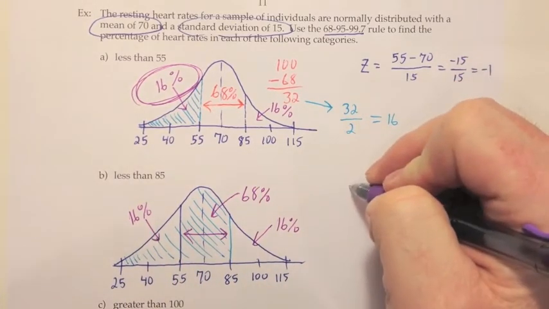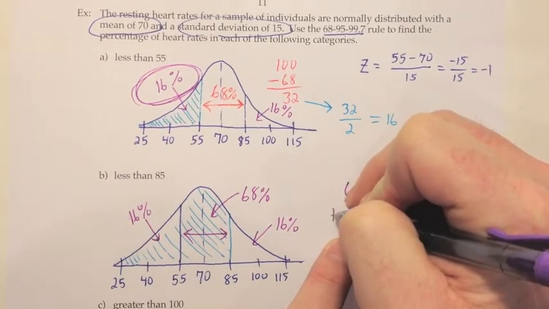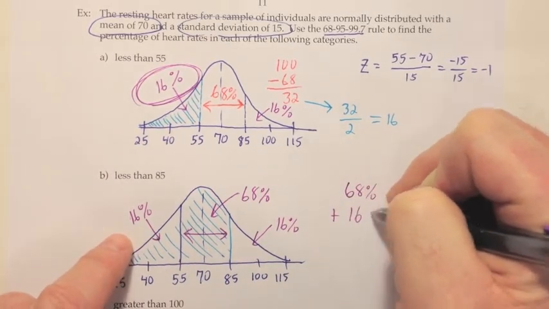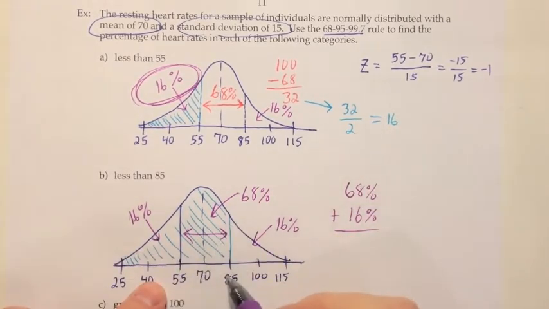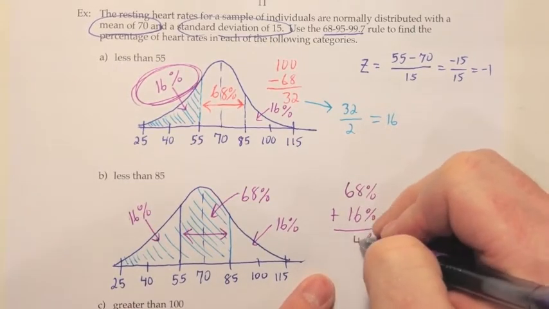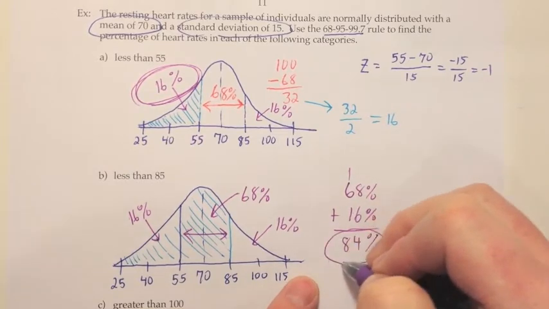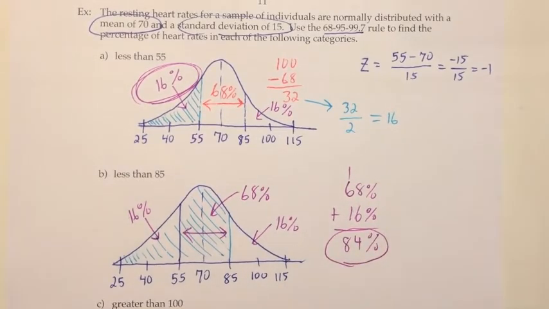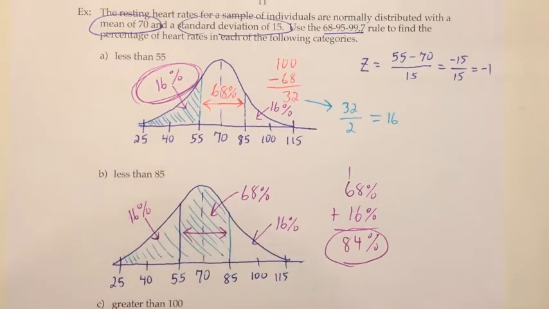So I would say the answer to this question is the 68% in the middle plus the 16% that's over here on the left-hand side. That gives me the total amount that's to the left of 85. And adding that together, I have for Part B 84%. So that should be the amount of area that's to the left of 85, or the percentage of heart rates that are to the left of 85.